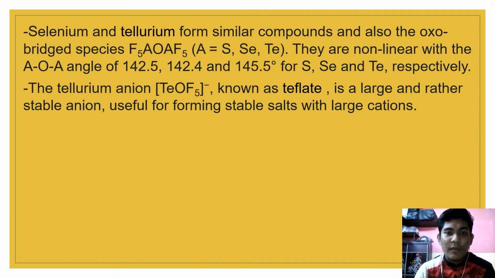Selenium and tellurium form similar compounds, and also the oxo-bridged species F5AOAF5, where A can be sulfur, selenium, or tellurium. They are non-linear, with the AOA angle of 142.5 degrees for sulfur, 142.4 degrees for selenium, and 145 degrees for tellurium. The tellurium ion, known as teflate, is a large and rather stable ion useful for forming stable salts with large cations. So I will pass to Nursyazmin to continue.